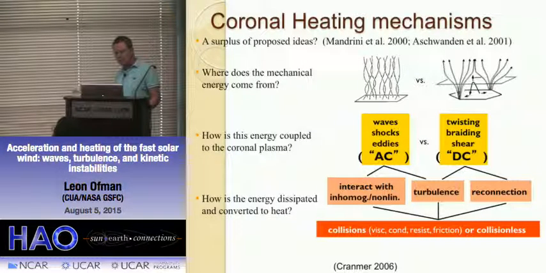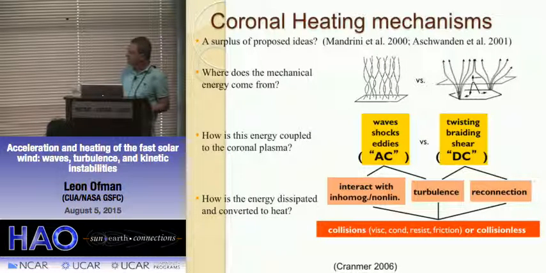Here we have the magnetic field, with the foot points driven by convective motion in the sun. Now in the open flux of the fast solar wind, there is not much possibility for twisting and braiding, except maybe very low in the coronal hole. So the primary mechanism for open flux, which was realized by Parker himself, is the AC mechanism. So you have waves, possibly shocks. And of course, we have inhomogeneities that are present, and they can enhance the dissipation due to waves and due to turbulence.